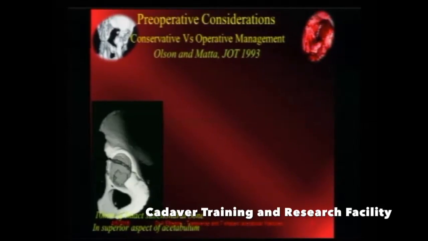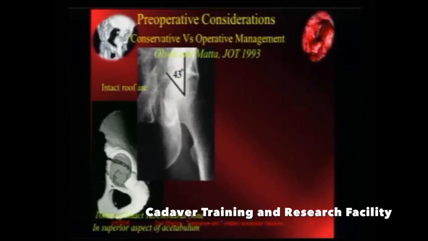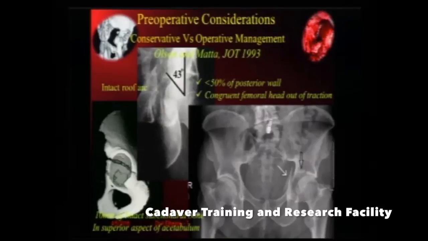So, if you have more than 10 millimeters of intact subchondral dome, some of these fractures can be conserved. The next is the roof arc measurements, as Dr. Vijay alluded to. The third is that these fractures, do they have part of the femoral head which is congruent out of traction, and if there is less than 50% of the wall involvement in these patients.